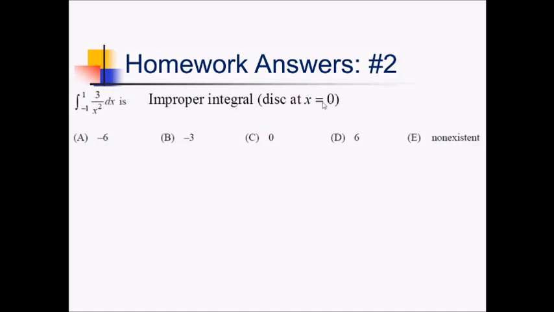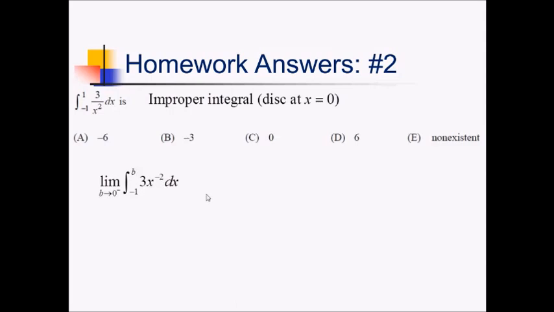So because of that discontinuity at x equals 0, we have an improper integral, and we actually have to break this up using some limits in order to properly evaluate it. So I'm going to have a limit as we're approaching 0 from the left side, from negative 1 to 0, and I'm also going to have a limit of the integral as we approach 0 from the right side, from 0 to positive 1. Writing that out, I have the limit as b approaches 0 from the left of negative 1 to b of my function here.